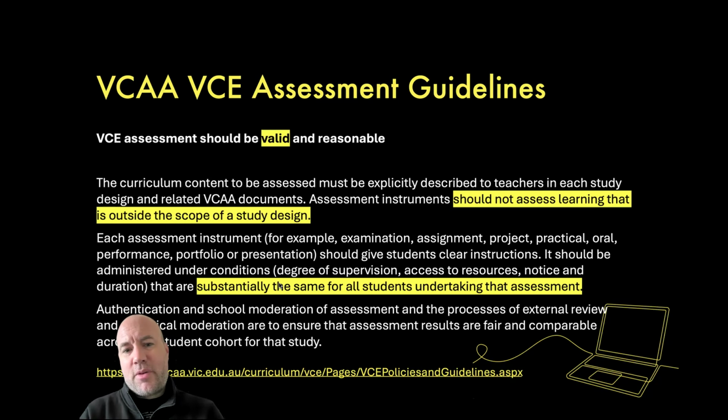So two important points from the Victorian curriculum. One, that we need to be making sure we're assessing something within the scope of the study design. And two, that all of our assessments must be substantially the same for all students, equitable, in other words.